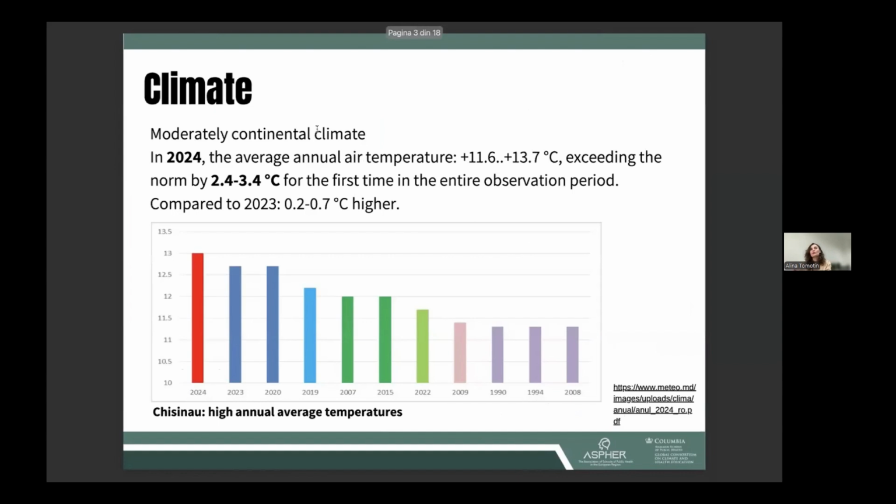And of course, like much of the world, Moldova is facing significant climate changes. In 2024, for example, the average annual temperature was above the norm by 3.4 degrees, making the highest deviation in the entire observation period. The impact of these changes can already be seen in higher temperatures, more extreme weather events, and increase in health risks associated with climate change.